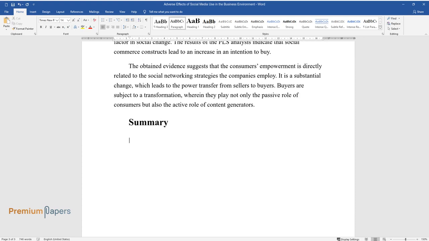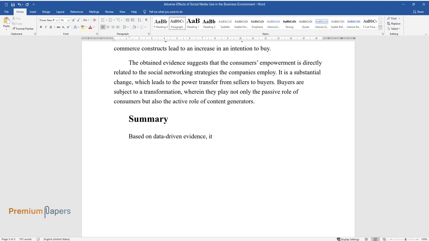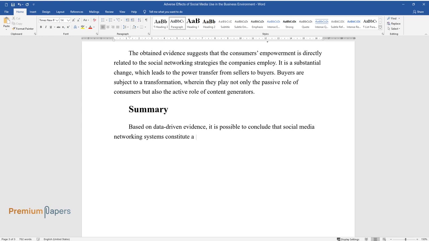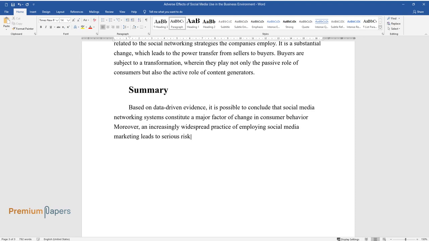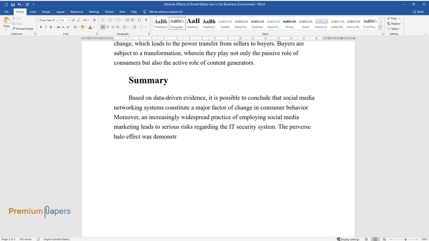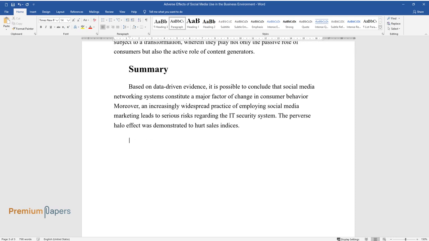Summary. Based on data-driven evidence, it is possible to conclude that social media networking systems constitute a major factor of change in consumer behavior. Moreover, an increasingly widespread practice of employing social media marketing leads to serious risks regarding the IT security system. The perverse halo effect was demonstrated to hurt sales indices.